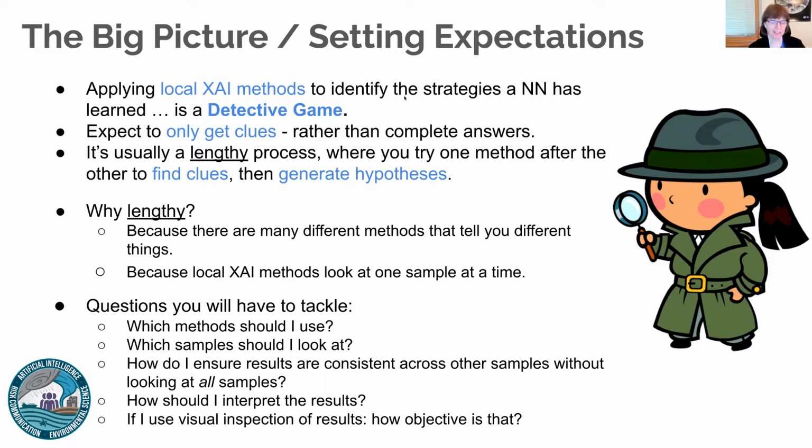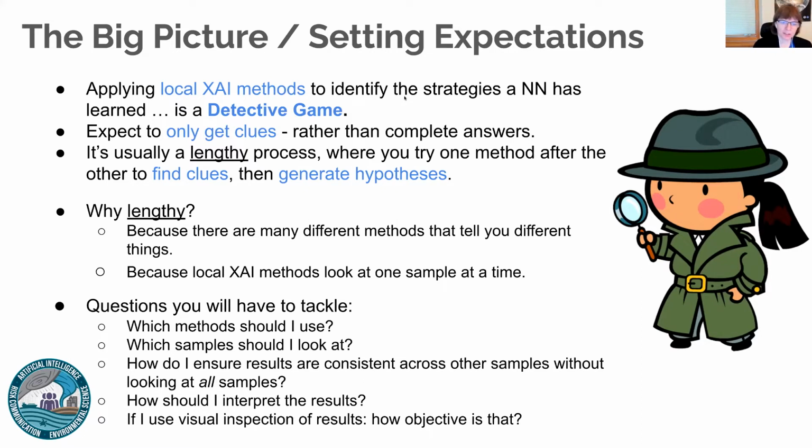Why is it lengthy? Again, because there are many different methods that tell you different things. And we get into some of those differences on Antonius's and Wendy's slide later. And because local XAI methods look at one sample at a time.